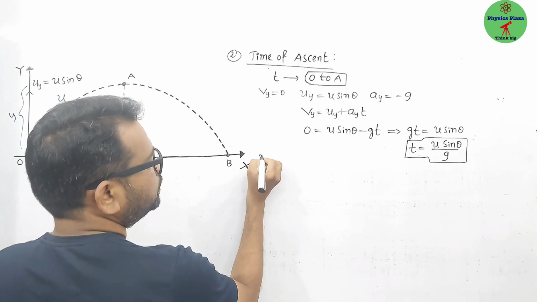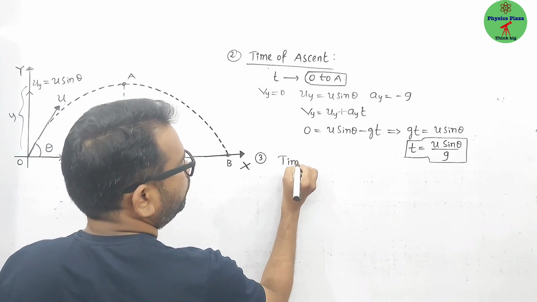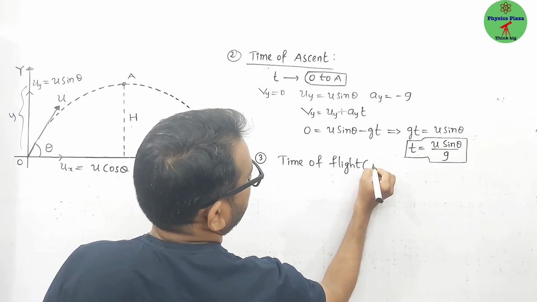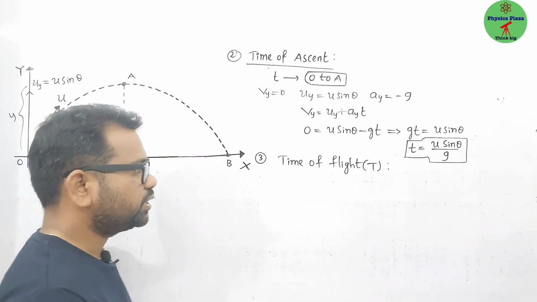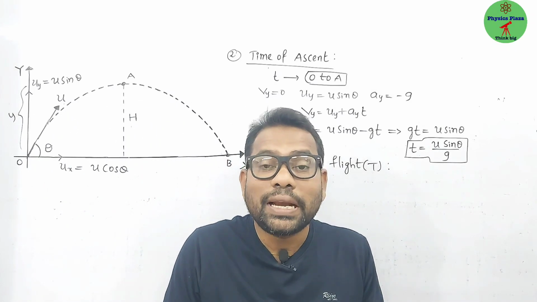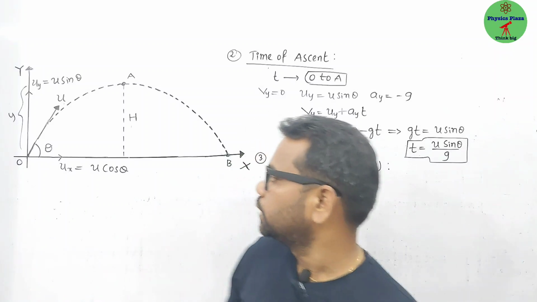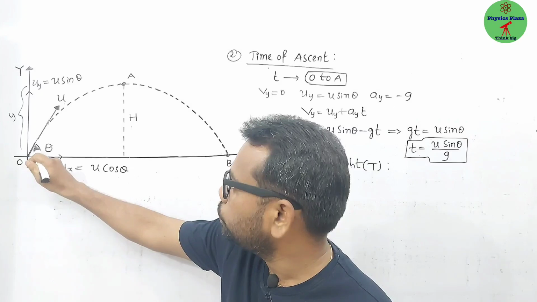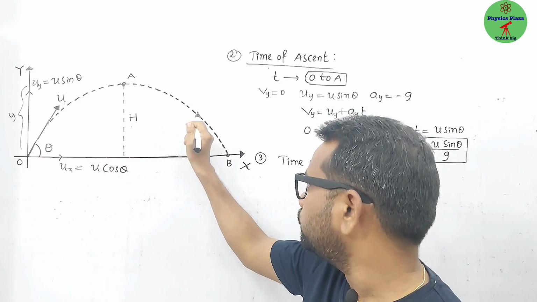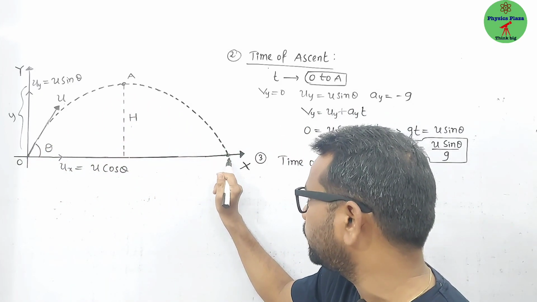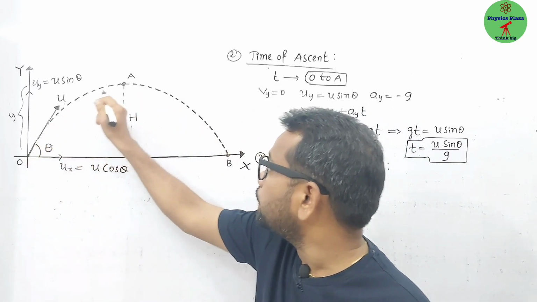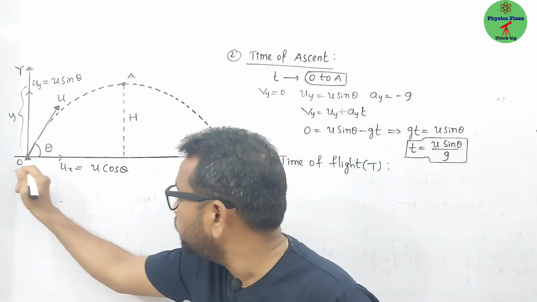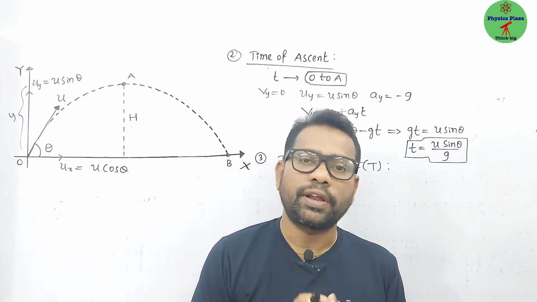Okay, fine. Now the third parameter is time of flight, capital T. So what is time of flight, children? The time in which the projectile remains in air is called time of flight. Means this is the point of projection. Theta is the angle of projection. From here when it is thrown, it takes some time, right? During this time it remains in air only. Till it reaches point B, it remains in air only. The total time taken to come back to the same level of projection is called time of flight.